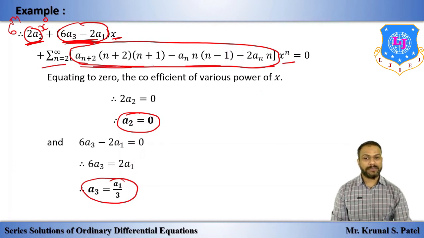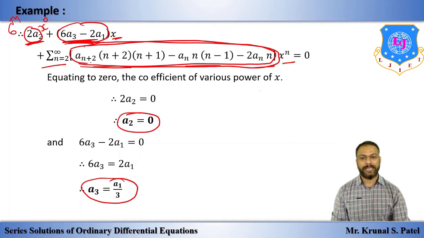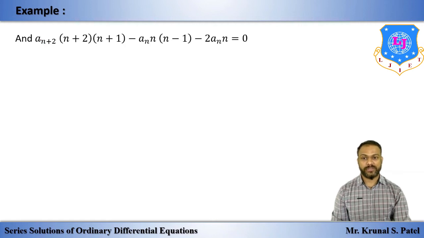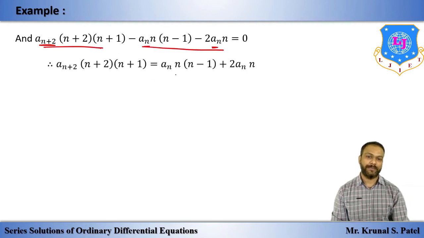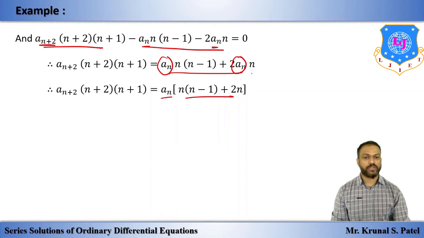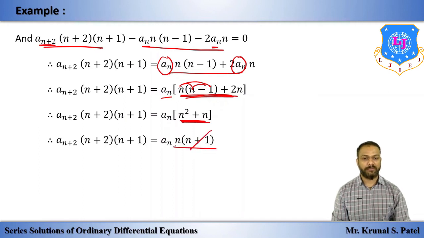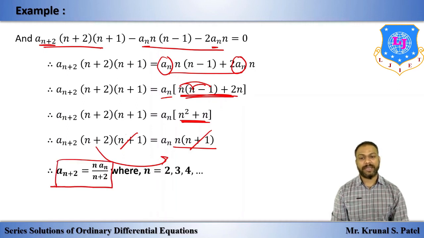Okay, and the third one is this, we'll equate this equal to 0: a(n+2) into (n+2)(n+1) minus a(n) n(n-1) and minus 2a(n) n, so this is equal to 0. Now here also we will make the larger suffix the subject. So we have a(n+2) is greater than a(n), so we'll make this subject, so we'll take this on the right hand side. Now we'll take a(n) common from these two terms. So we have a(n) outside and n(n-1) plus 2n. Now we'll expand this. So n square minus n plus 2n, so n square plus n we have. So now by factorizing this, we have n into (n+1), and cancel out this (n+1) and we'll take this on the right hand side. So we have a(n+2) is equal to this. And this is our recurrence relation.